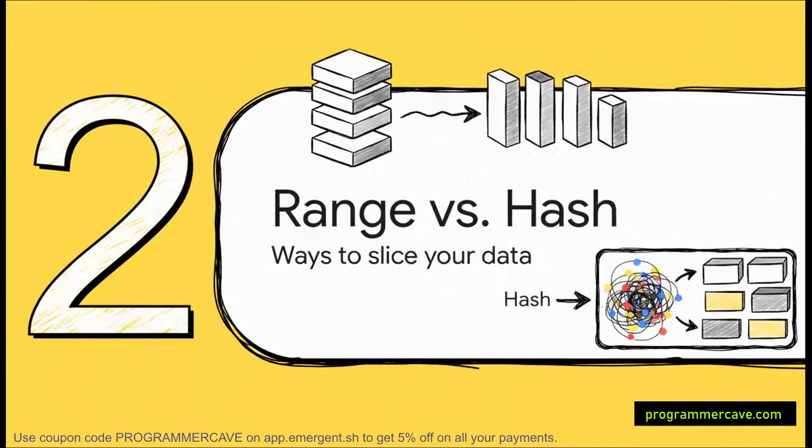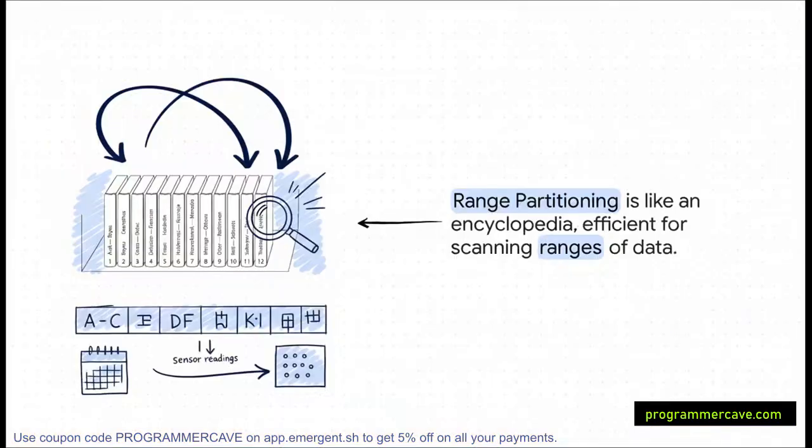Okay, moving on, we know we need to split the data, but how? How do we decide which records go into which partition? This really boils down to two fundamental approaches: partitioning by a range of keys, or partitioning by a hash of the key. First up, range partitioning. And you know what? The encyclopedia analogy on this slide is just perfect. If you want to look up Ottawa, you know exactly which volume to grab. Databases do the same thing.